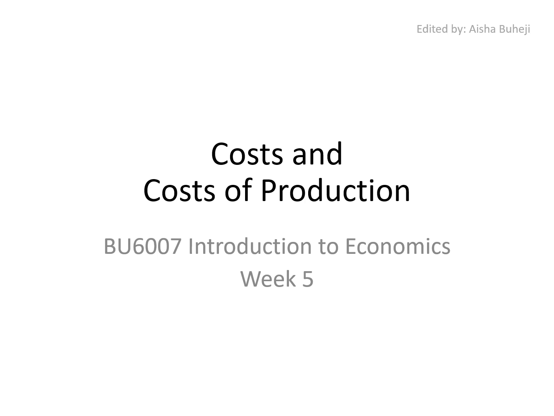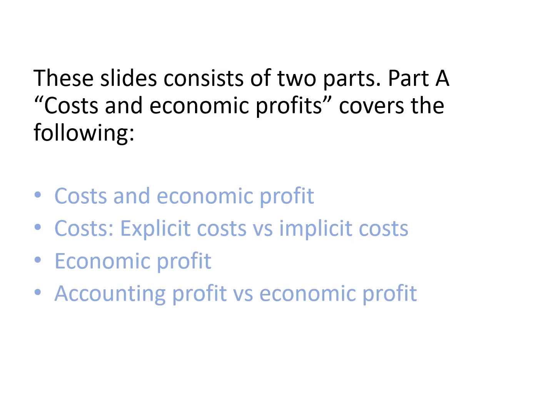Costs and costs of production, week 5. These slides consist of 2 parts. In part A, we will discuss costs and economic profits. That section is broken into the following: costs and economic profit, costs, explicit costs versus implicit costs, economic profit, and accounting profit versus economic profit.